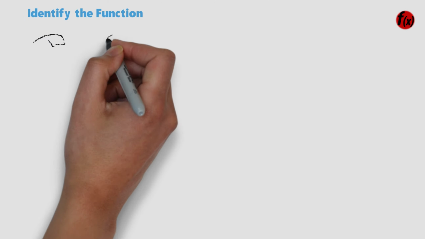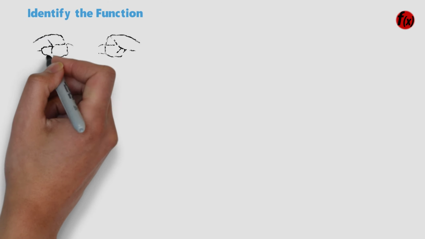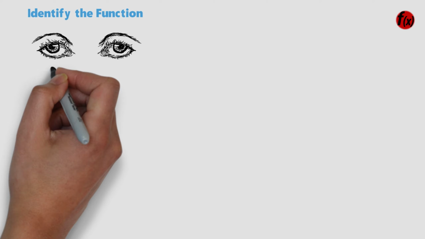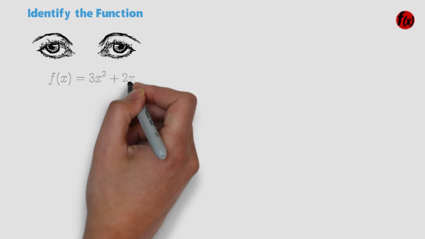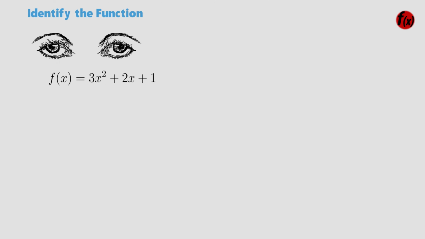Step 1. Identify the function. First things first, you need to identify the function you're integrating. Let's say we have a function f(x). For example, f(x) is equal to 3x squared plus 2x plus 1.